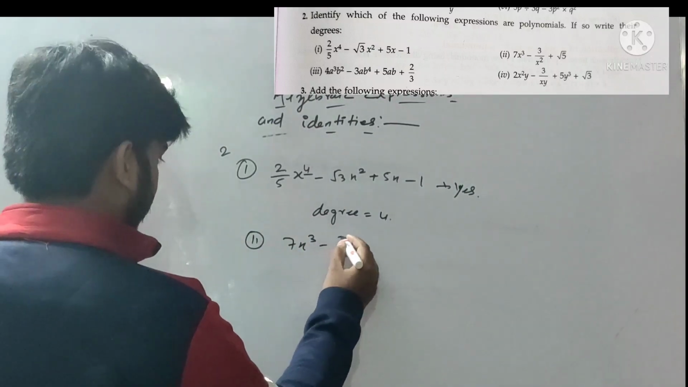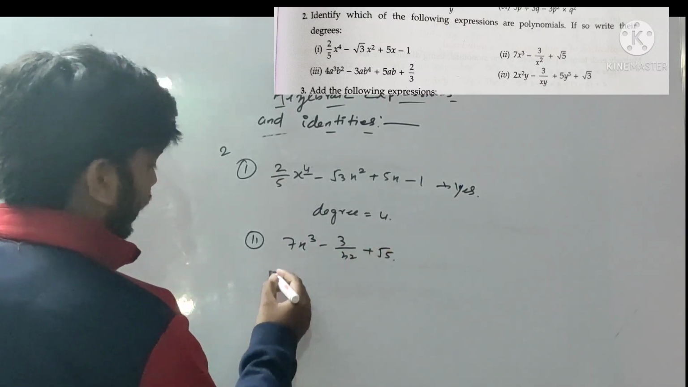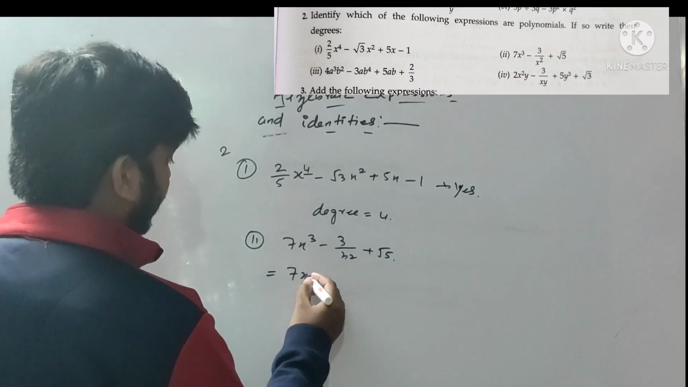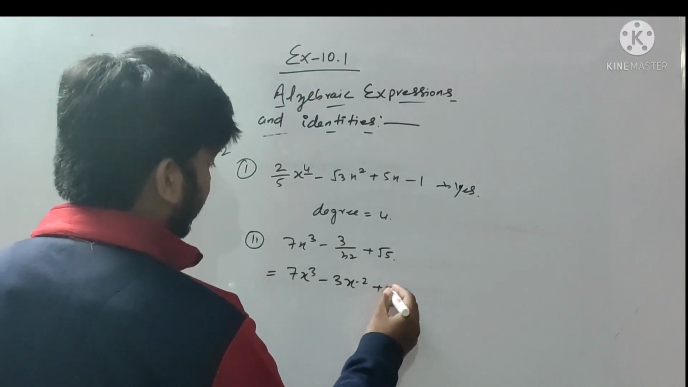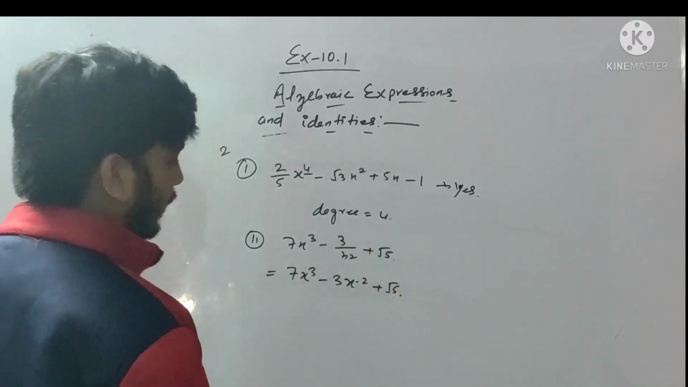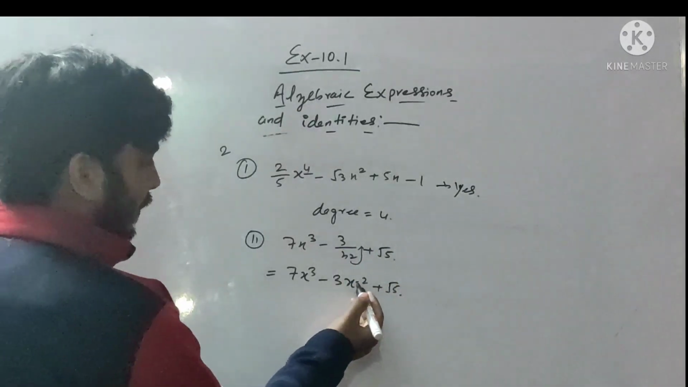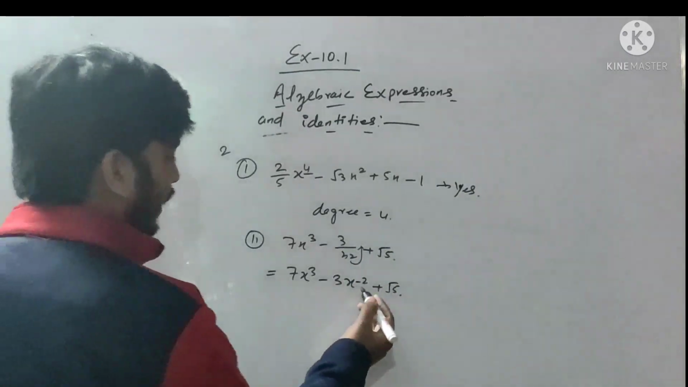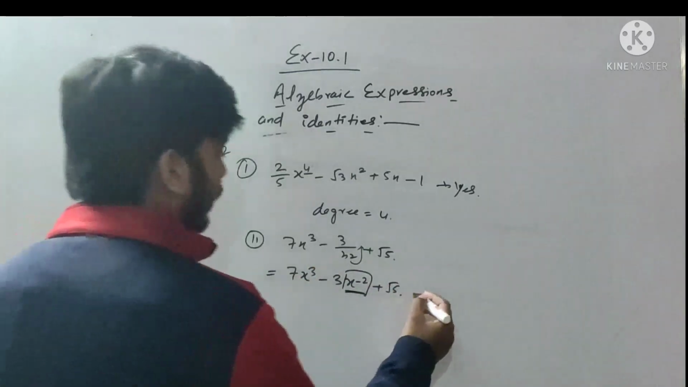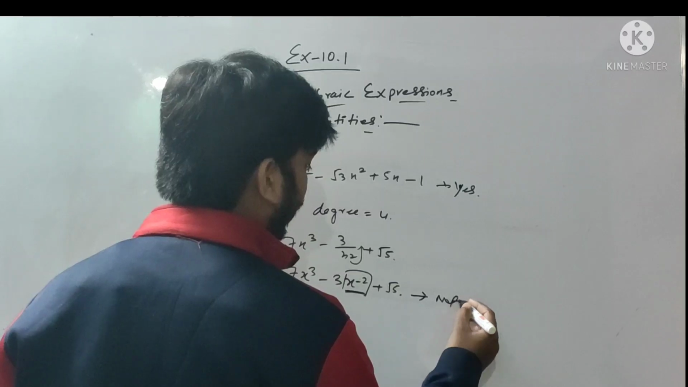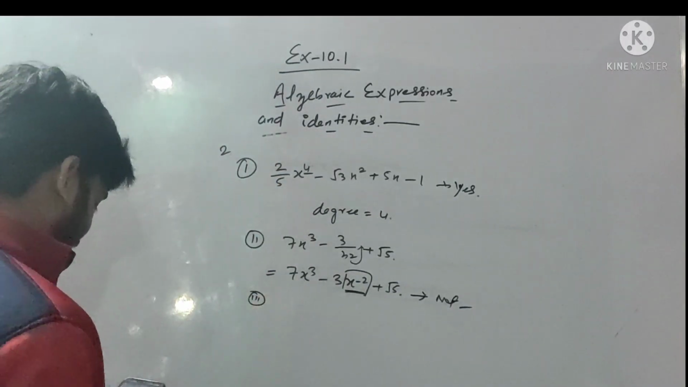Okay. Similarly, question number 2 here, 7x cube minus 3 upon x square plus root 5. In this question, if we write it as x to the power minus 2 plus root 5, then it will come with a minus sign. So here the variable power is with a negative sign, so it will not be a polynomial.